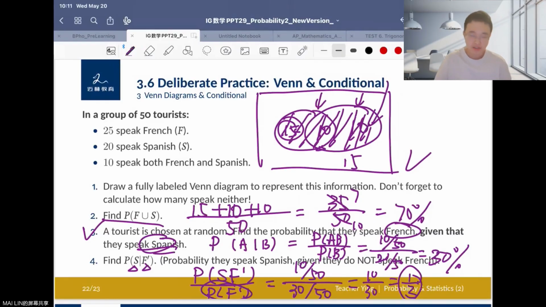That was our lesson. I hope you can understand how to calculate them clearly and how to find them.